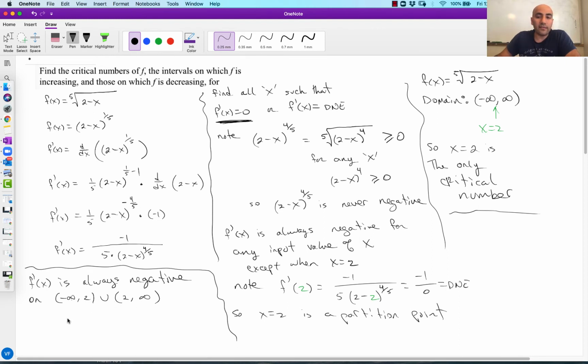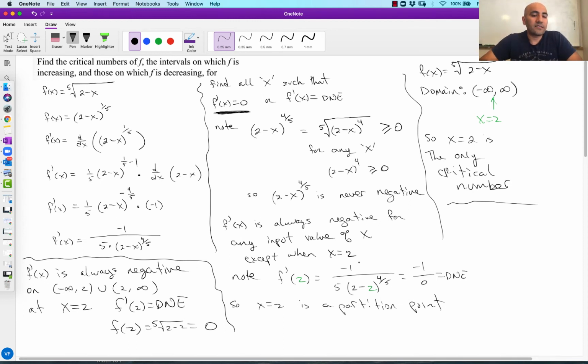And we know that the function is continuous at 2. Remember, the derivative is not defined there. However, the function is defined there. So at x equals 2, f prime of 2 does not exist. However, f of 2 does exist. That's just going to be equal to 0. It's the fifth root of 2 minus 2, which equals 0.